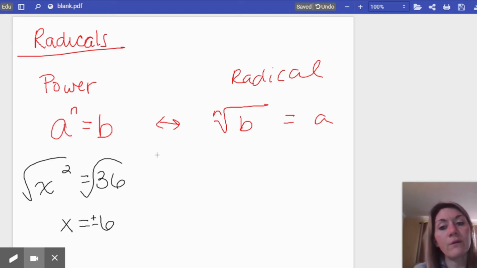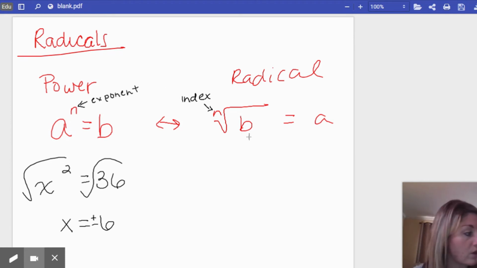All right, now we're going to do a little bit of practice where our n value is not just 2. Really quickly, if you want to write this down, you can label it. This is your index, and the index matches your exponent. This is called the radicand.